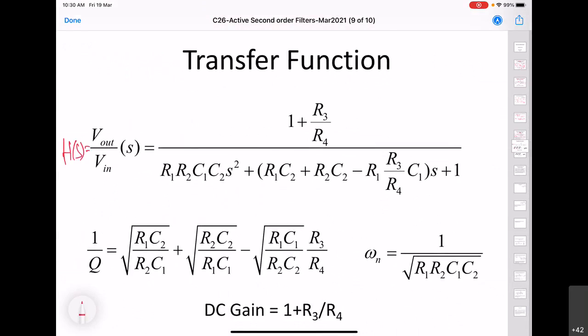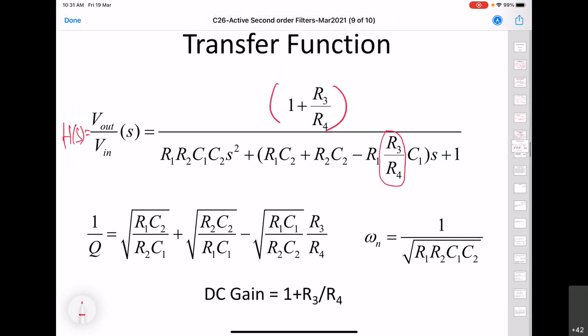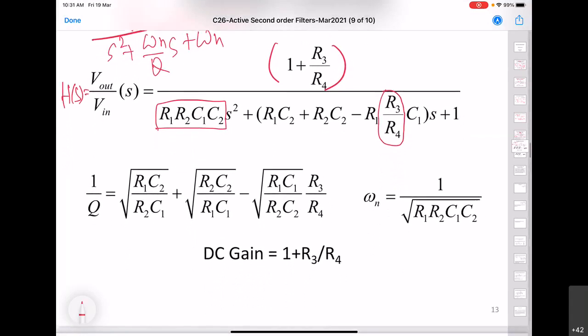I pointed out that the transfer function will not be the product of the gain of the op amp and the older transfer function. Here you can see that although the numerator has that product, in the denominator the ratio R3 by R4 appears. So that is why this is not simply the product of the two transfer functions. Here also one can divide numerator and denominator by this factor, and then compare with gamma divided by s square plus omega n by Q s plus omega n square to find out the natural frequency and quality factor.